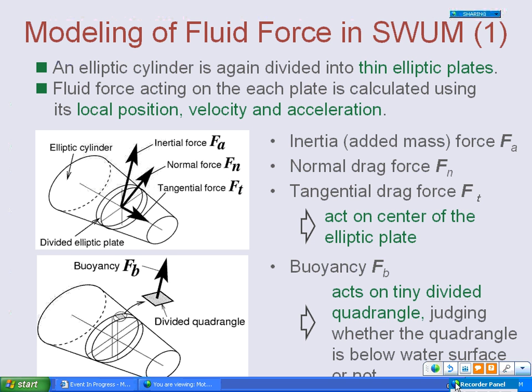In SWUM, an elliptic cylinder means a body segment. So you can imagine this is a thigh or shank or upper arm or something. And the body segment is again divided into thin elliptic plates, divided along this direction. So there are many tiny elliptic plates. And fluid force acting on each plate is calculated using its local position, velocity, and acceleration. So it's fluid force modeling.